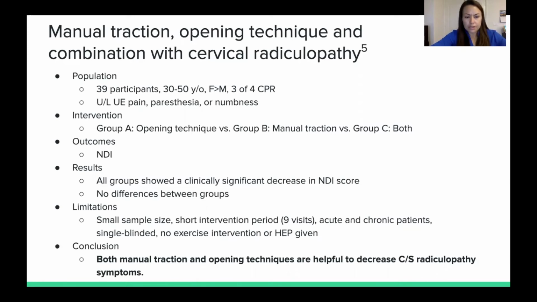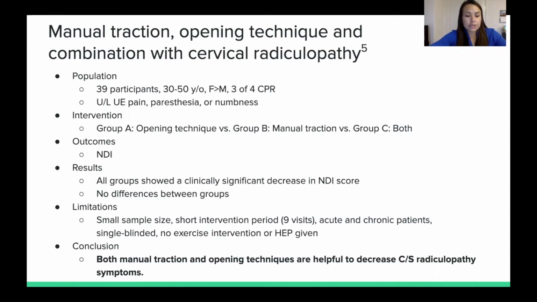For the interventions, they used the intervertebral opening technique, manual traction, and then the third group used both of them. The outcome measure used was the NDI. They had a couple other ones, but we focused on the NDI for our PICOS question. They also looked at cervical spine range of motion. For the results of the study, all groups showed a clinically significant decrease in the NDI score, which is good because 0 means no disability and 50 was high. There were also no differences between the groups.